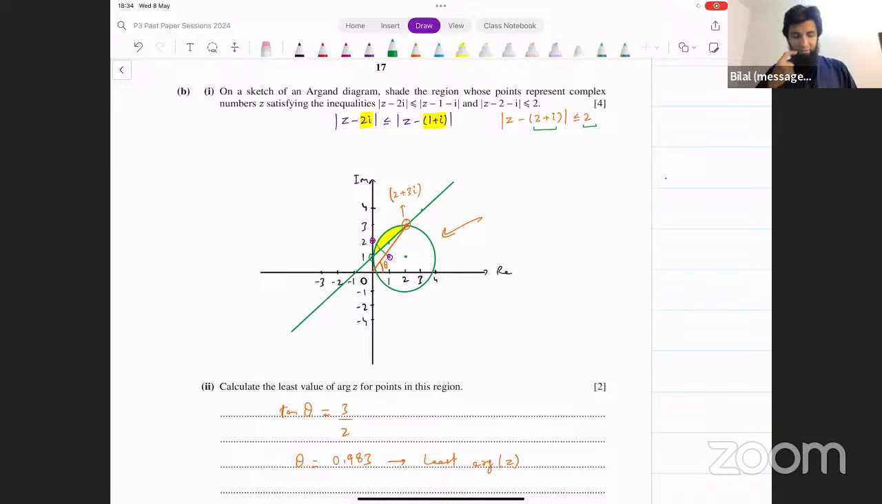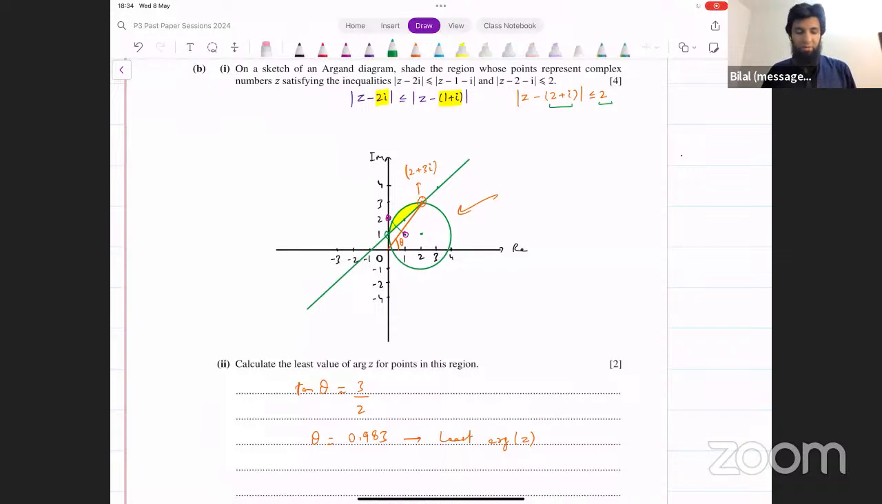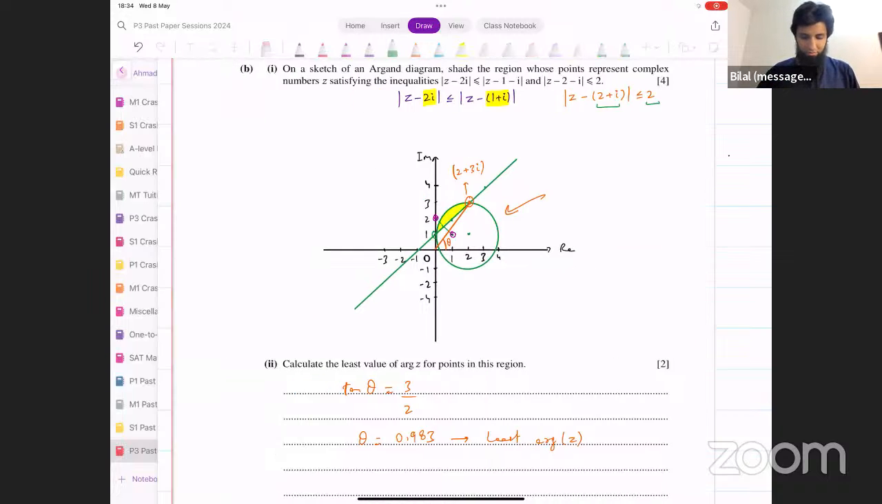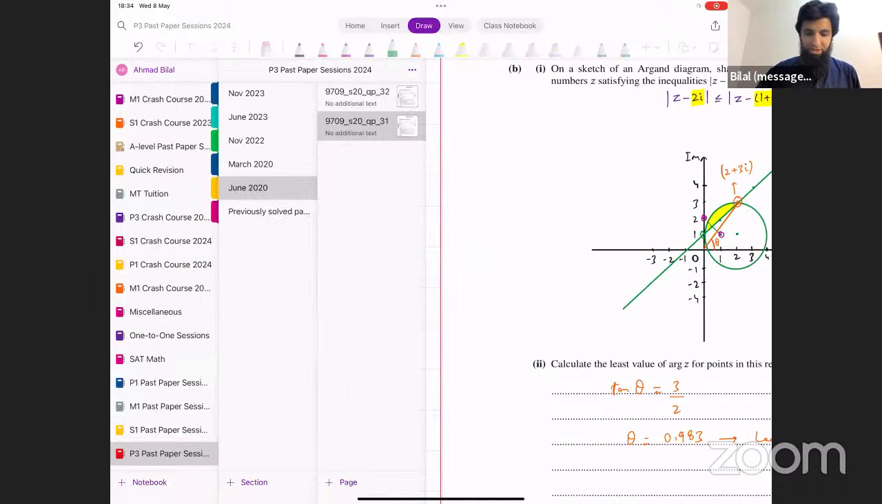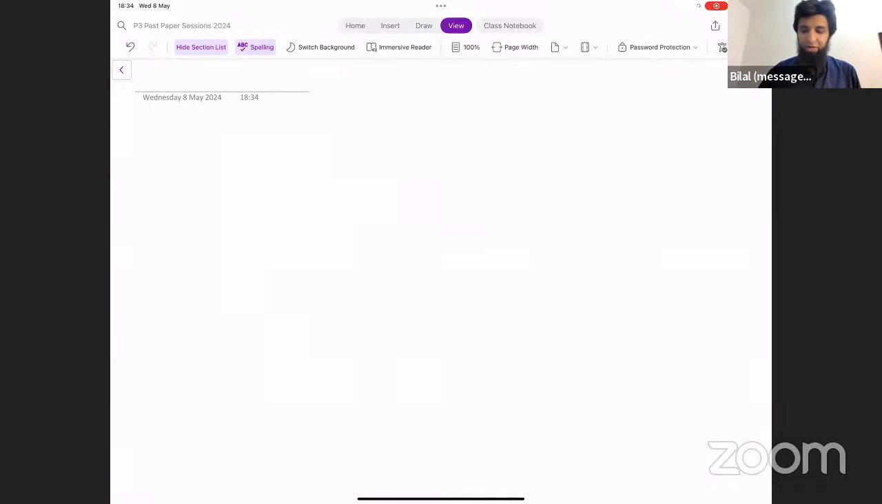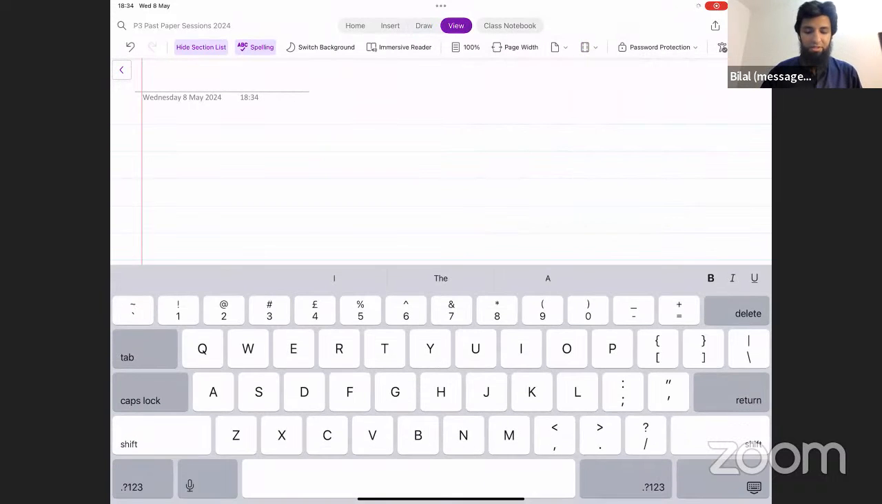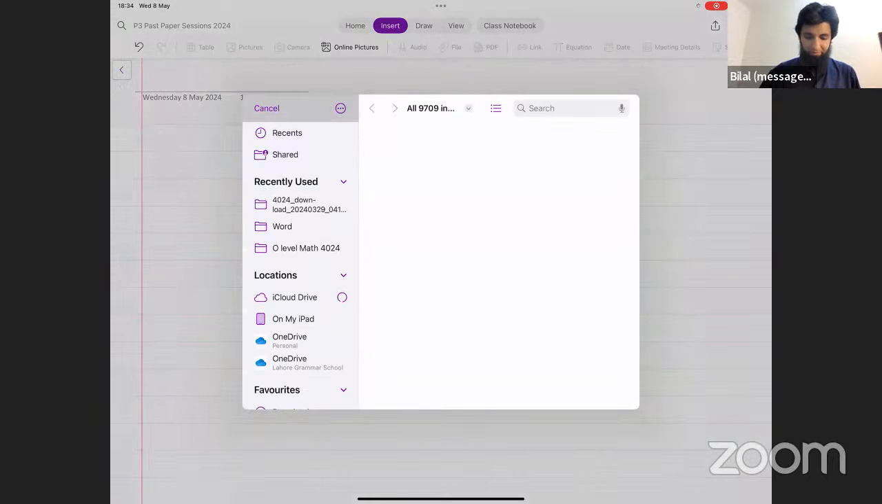All right. So that's it from this paper. Let's have a look at the next paper now. That's June 2020, paper 3, variant 3. Let's have a look at some questions from that paper too.